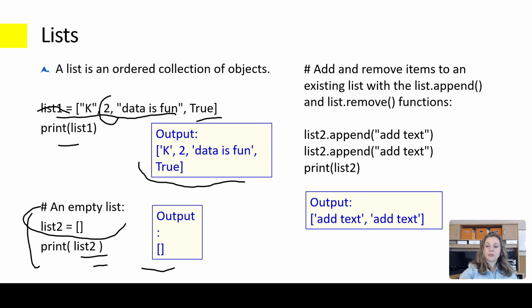You can add and remove items to an existing list with the list append and the list remove functions. So here we add text to list 2. We add text again to list 2, and then we print it. So you can see list 2 was initially empty, as you can see on this part, and then we added 2 strings to it, as you see in this output.